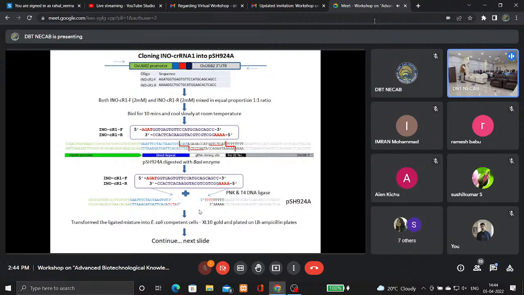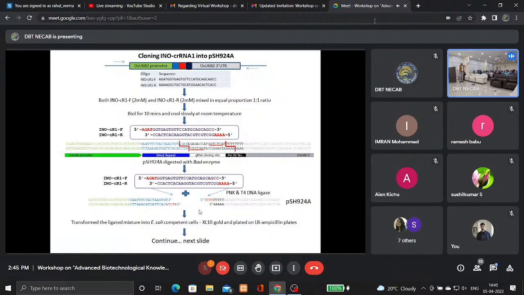We have added these 2 adapters in order to clone in the PSS 923, because this vector system, when we are going to digest with the BsaI, it is going to release 2 overhangs. That is the TCTA, TTTTT. So I need to add the vector's adapter, AGAT, in order to complement this region, and AAA, another adapter, to ligate this region. Got it?